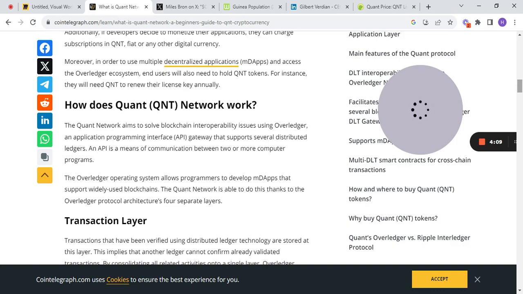The Overledger operating system allows programmers to build MDApps that support widely used blockchains, and the Quant Network is able to do that thanks to the Overledger protocol architecture in 4 separate layers. Again, like I said before, we're not going to go into the entire article.